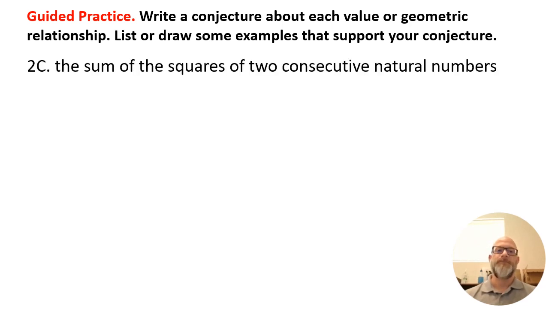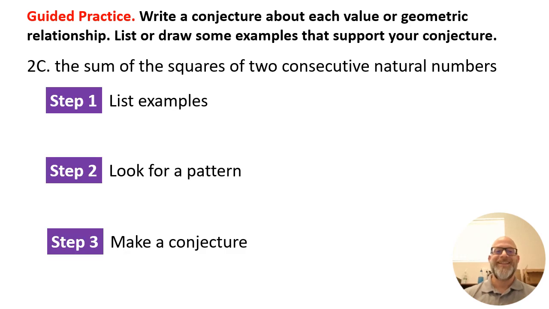All right, let's try another one. The sum of the squares of two consecutive natural numbers. What? We're supposed to list examples, look for a pattern, and make a conjecture. The hardest part about this problem is, can you even conceive of what's being said? A sum is a what? An answer to an addition problem. So you're doing addition of the squares.